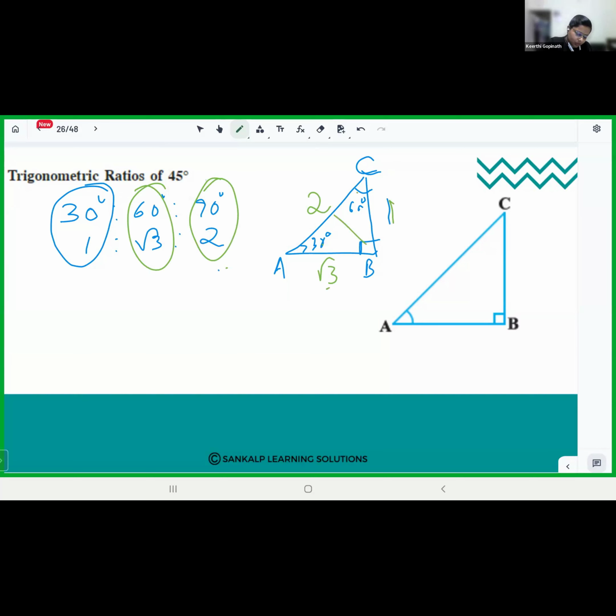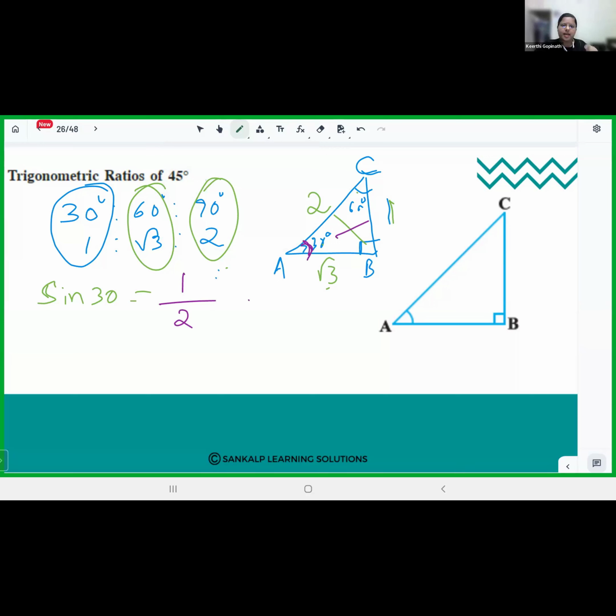Alright, now can you find out the value of sine 30 from this triangle? Sine 30 is opposite by hypotenuse, right? So this is our 30 degree. And what is the opposite side? Opposite side is 1, right? So 1 by, what is the hypotenuse? 1 by 2. Right? Sine is opposite by hypotenuse.